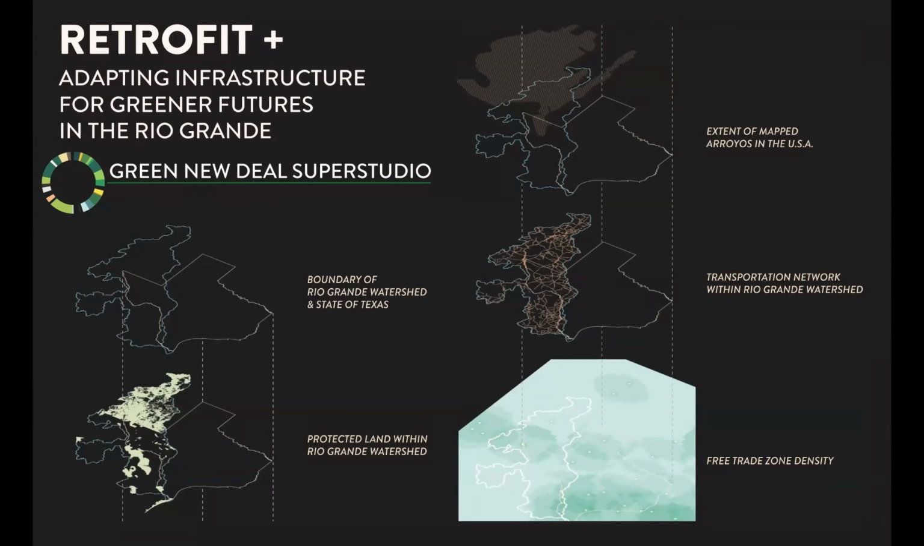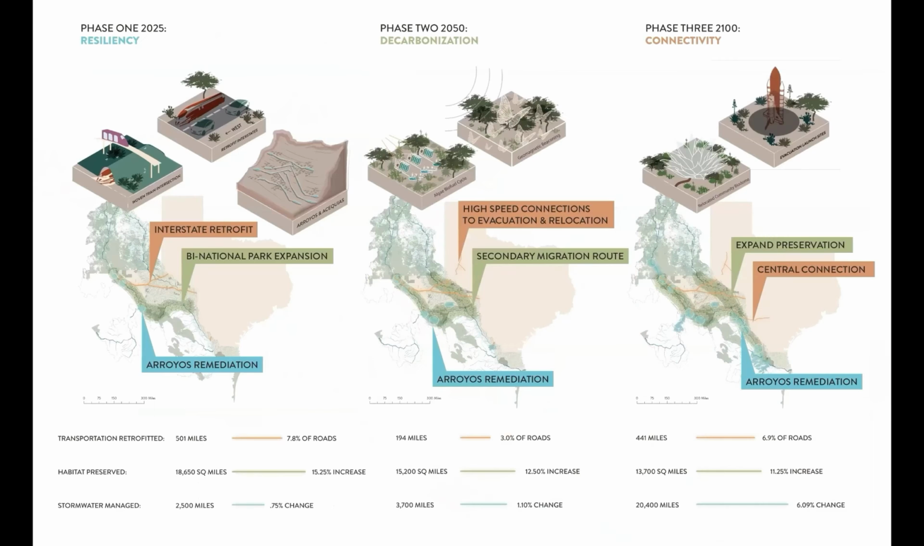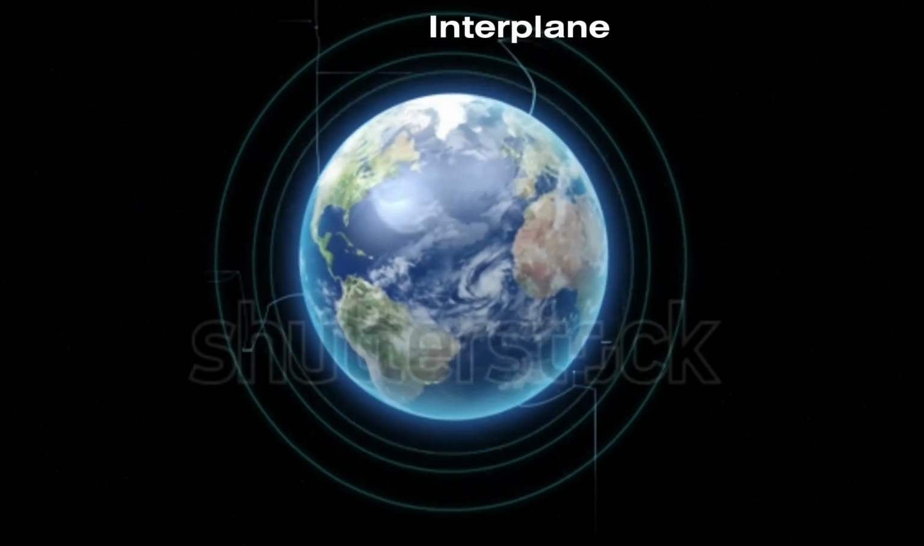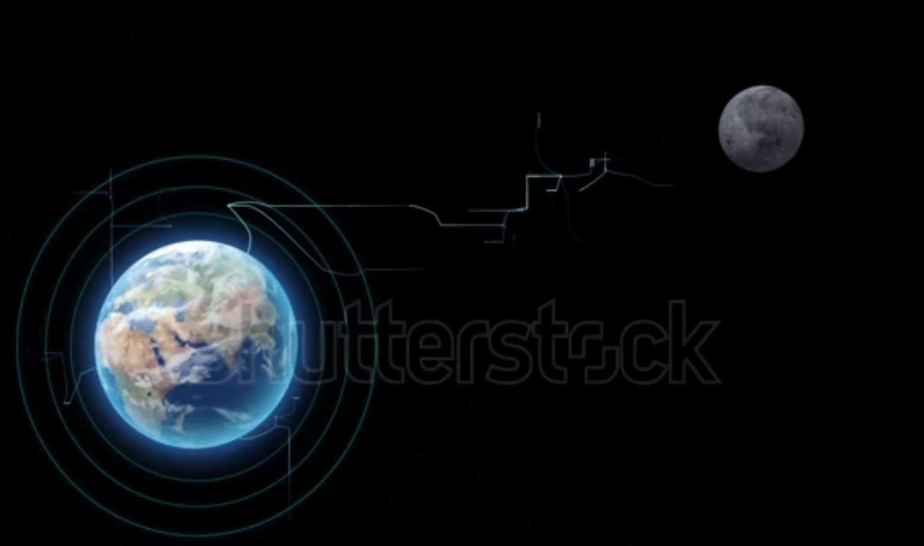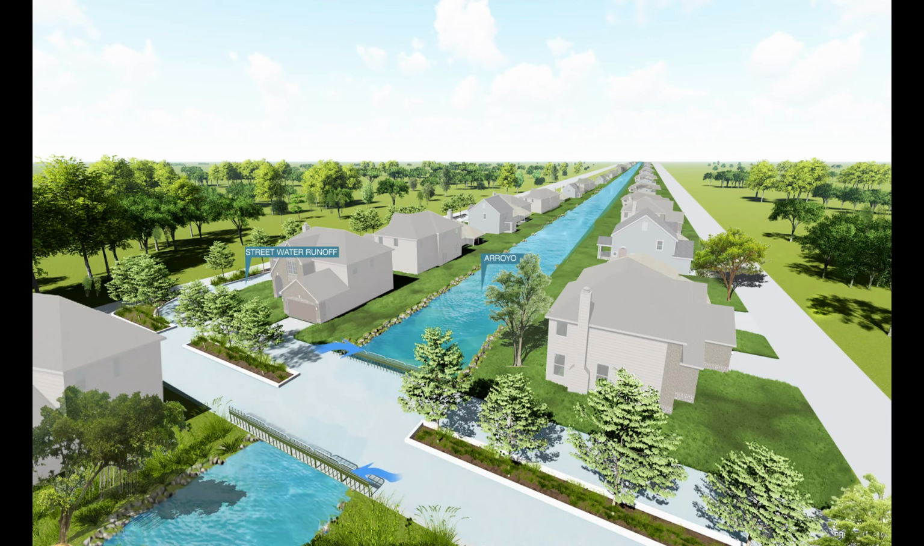There has been conflict along the southern border of the United States for generations. Our proposed plan for the Rio Grande watershed region that stretches from southern Colorado to northern Mexico will work to increase binational commerce, resource conservation, and inundation mitigation. Our phases promote resilient retrofitting by 2025, decarbonization by 2050, and interplanetary connectivity by 2100. Extreme inundation events will be mitigated by natural arroyos that will protect vulnerable populations and retain runoff.